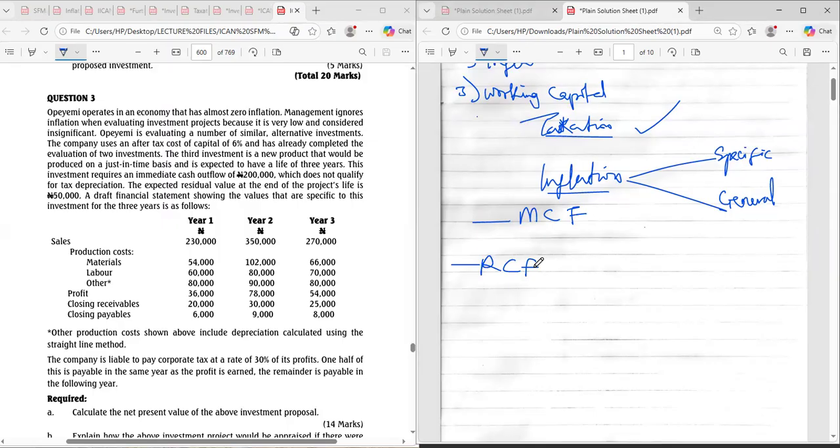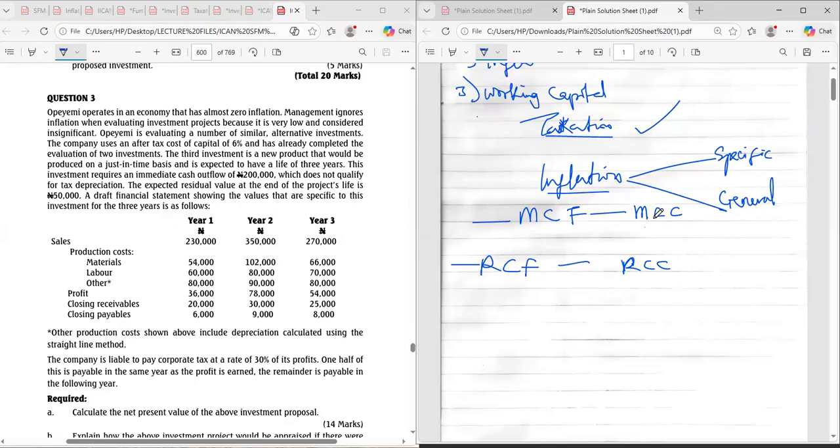So the cost of an iPhone today may be 1.9 million, but next year it can be 2.2 million. What has happened? Inflation has set in. So that 1.9 million, which is today's value that has not yet been affected by inflation, is known as real cash flow, while the 2.2 million, as the case may be, is money cash flow. Does that make sense? Now, we also have what we call money cost of capital and real cost of capital.